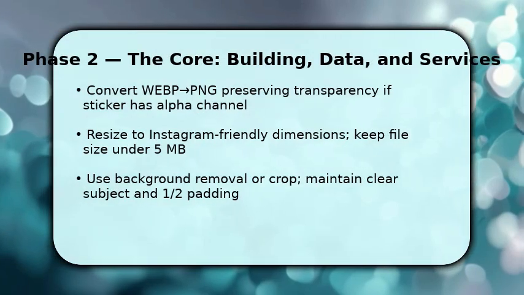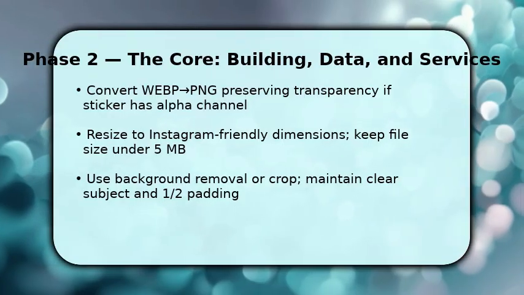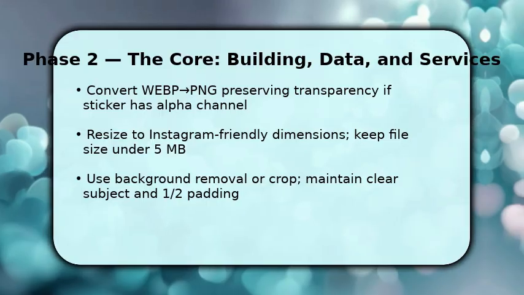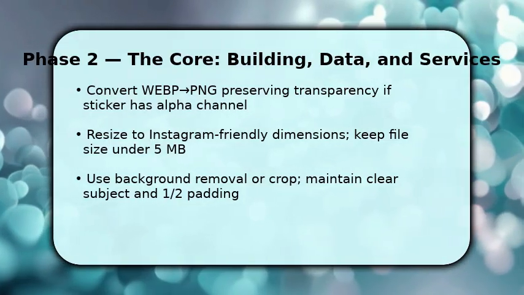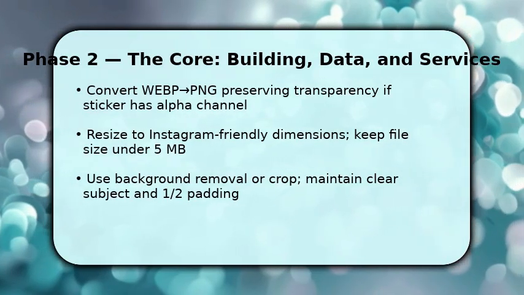Next, convert the WebP file to PNG while preserving the alpha channel. This keeps transparency and looks professional. Then resize to Instagram-friendly dimensions, roughly square or up to 16:9 for some placements, and keep the file under 5 MB so uploads won't fail.